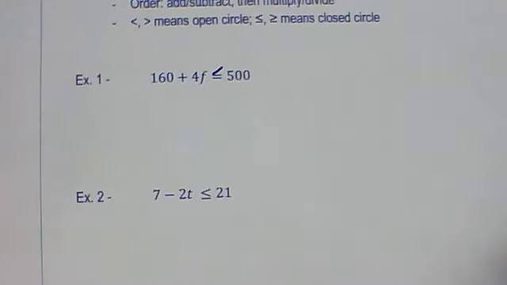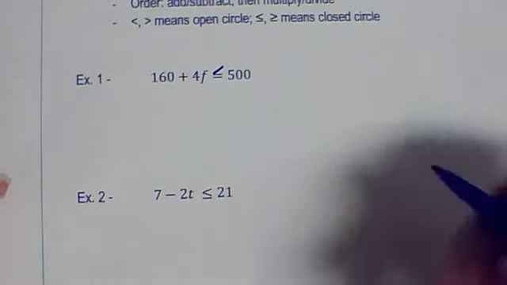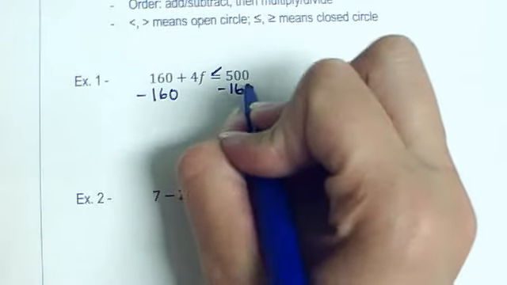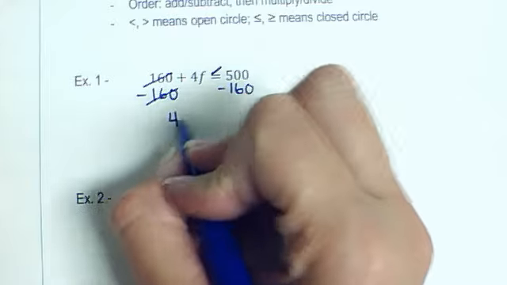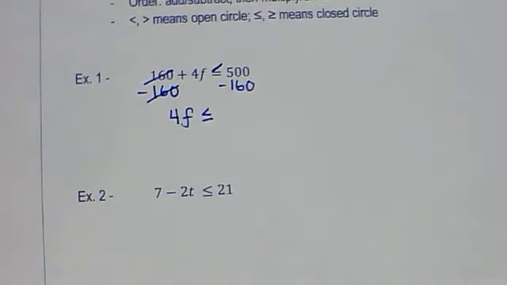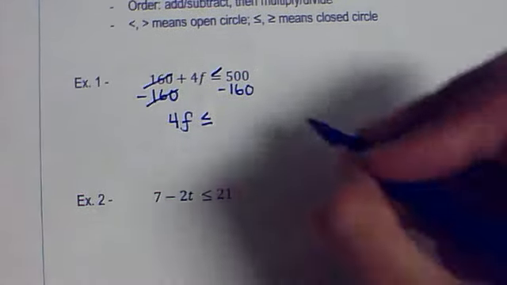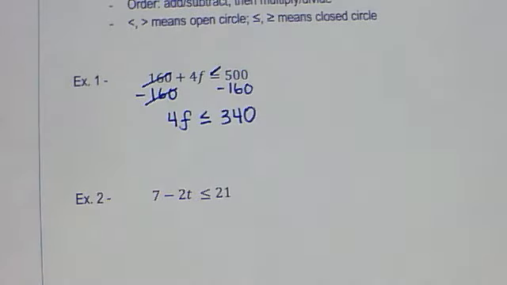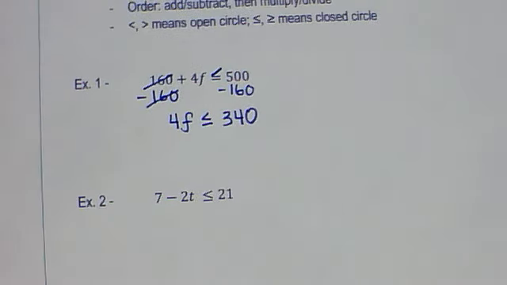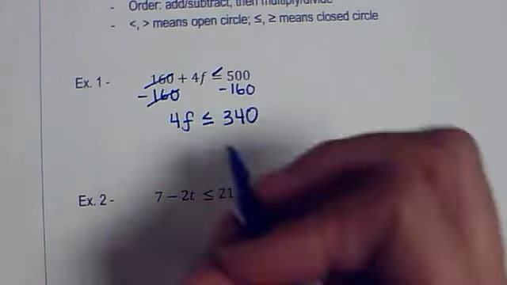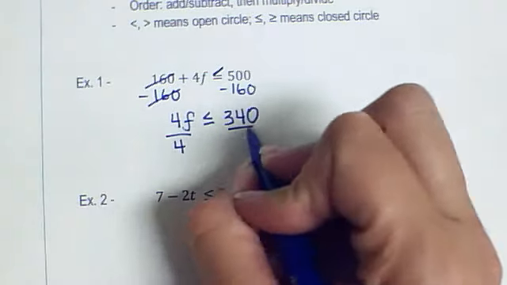The first thing I want to do is start with my add and subtract. 160 is a positive number, so I'm going to subtract it to get rid of it on both sides. Now you have 4f is less than or equal to, and then in your calculator you can do 500 minus 160, which is 340. You're just subtracting those numbers. Now if you look at f, what's happening to it is it's being multiplied by 4. The opposite of multiply is divide, so I'm going to divide both sides by 4.